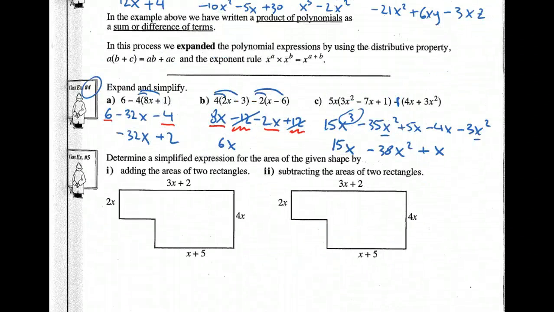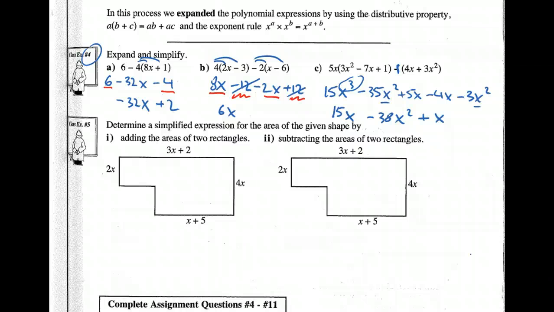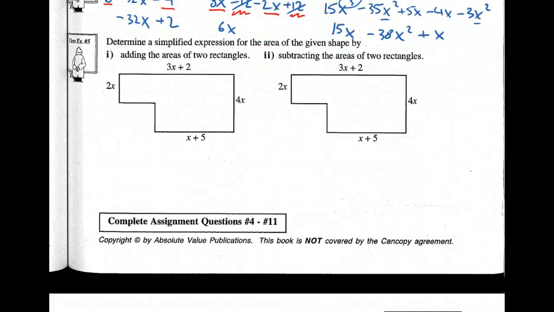So let's do a word problem here. I'm just going to do one of these. It says, determine a simplified expression for the area of the given shape. Okay, so again, you can figure out the shape by pretending it's one big rectangle. Okay, and then we can just subtract the little piece that's missing.